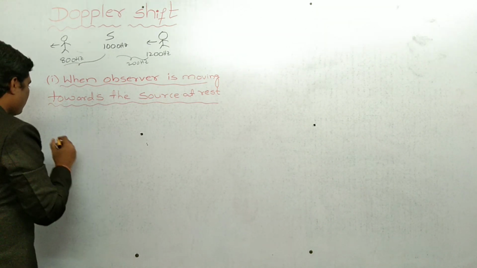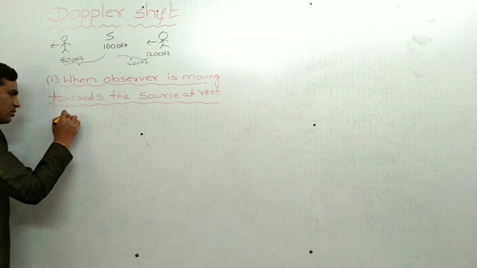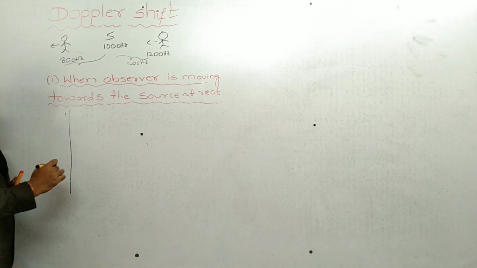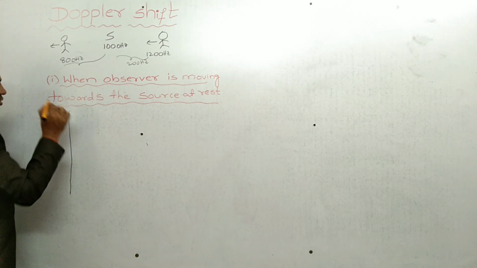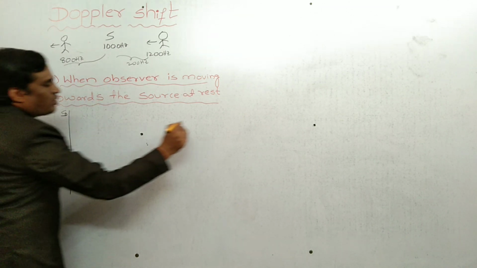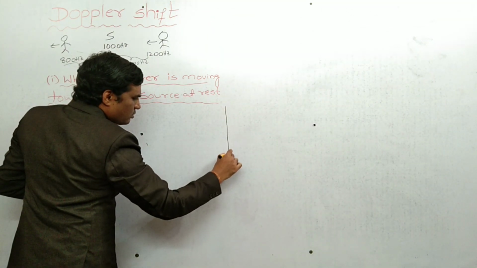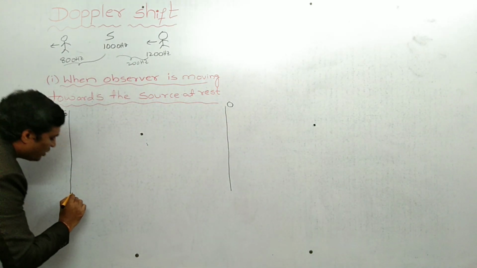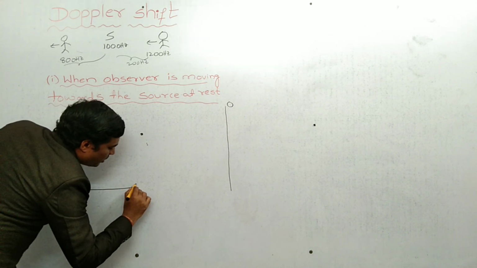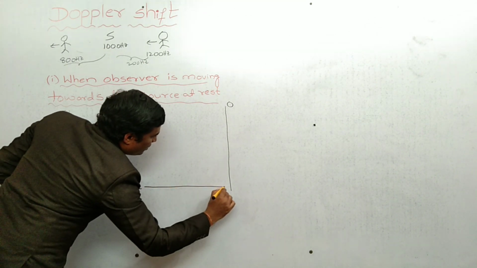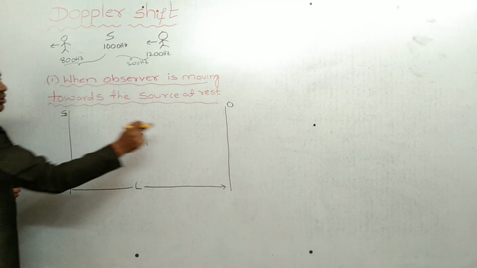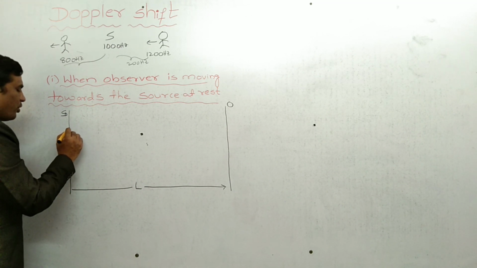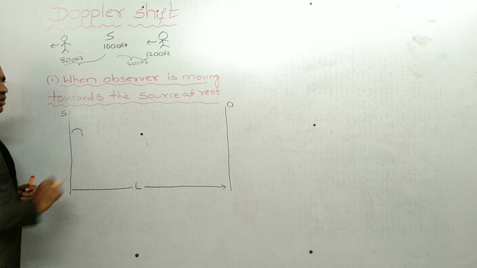Now in this case, suppose this is the source of sound, the frame of the source of sound. Now suppose the observer is here. It is the initial observer position. The separation between the source of sound and the observer is L at t equals 0. Now the source produces one sound wave.